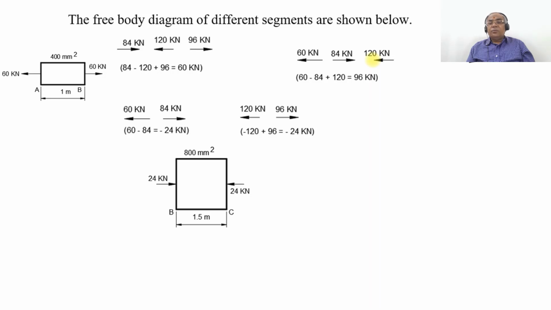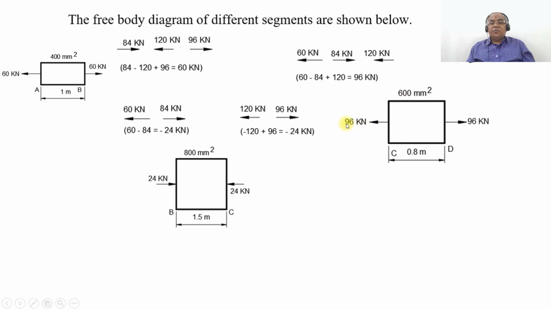On the right hand side you are going to have only 1 force, which is acting toward the right side, 96, which is positive, which again is tensile. So the third segment CD will be in tension, whose magnitude is equal to 96 kilonewton. So AB is tensile, BC is compressive, and CD is tensile.